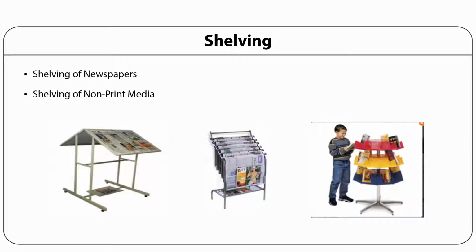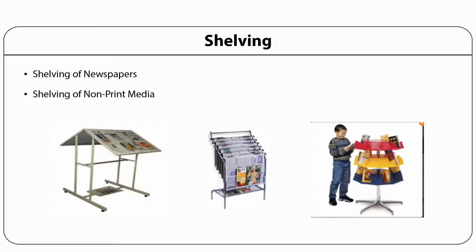Shelving of newspapers and non-print media. Current issues of newspapers are displayed on the newspaper racks in the reading room. Back issues of newspapers present a storage problem due to the poor quality of paper used. This paper becomes yellow and brittle with the passage of time. At present, back issues of newspapers are either microfilmed or digitized for storage and archival purposes.